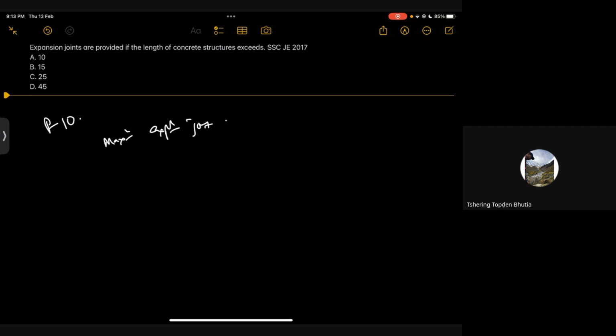Okay, and Prashant has asked, is thickness the width of the joint or the depth? Thickness is the width; depth is something else.